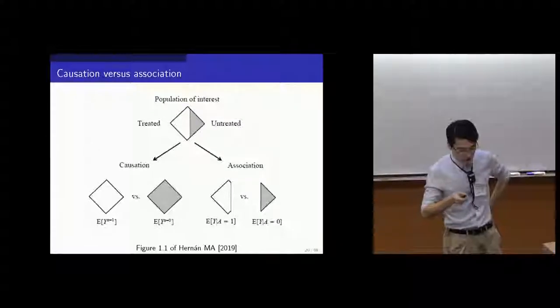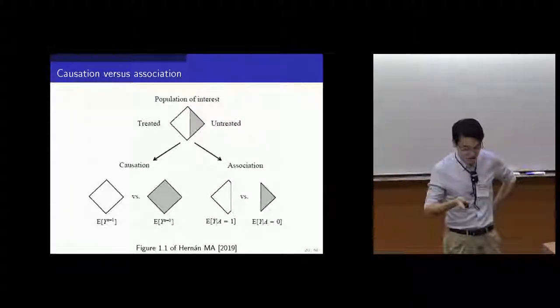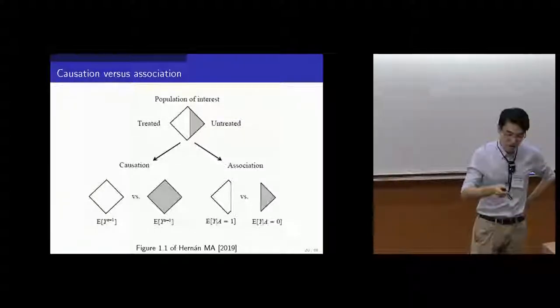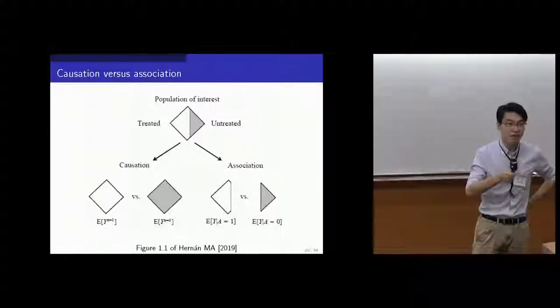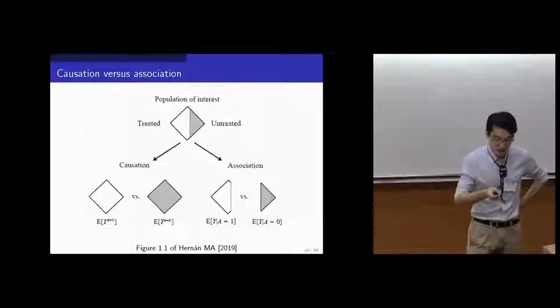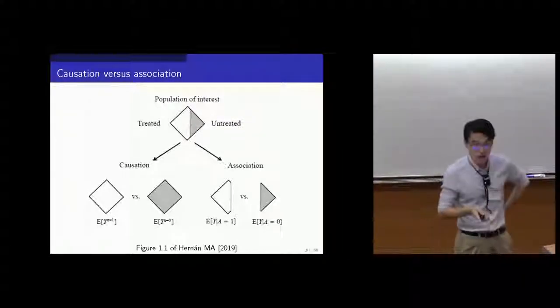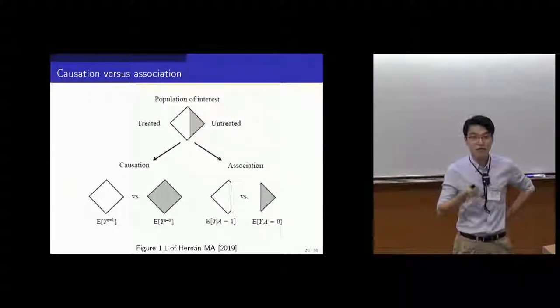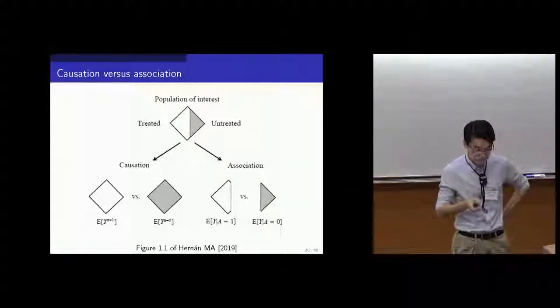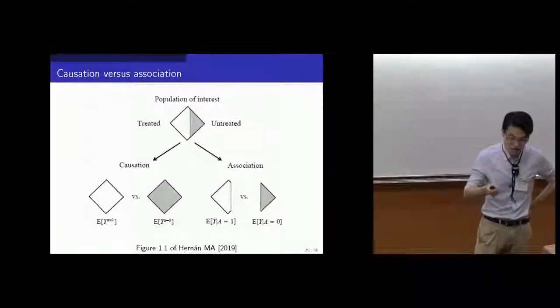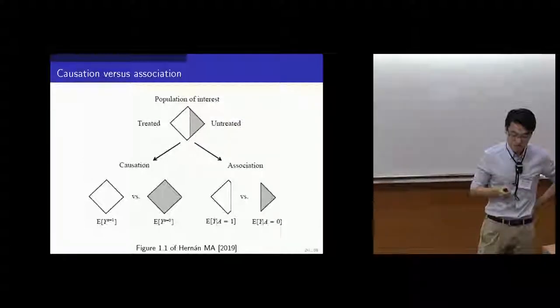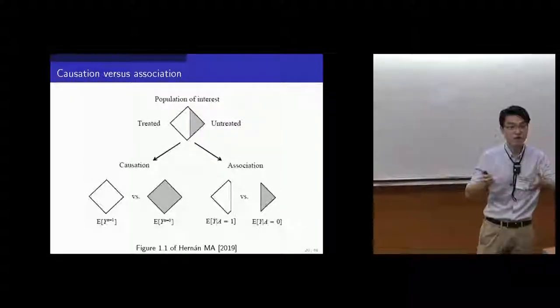So there are some intrinsic differences between causation and association. Note that when we compute the causal measures, we are looking at the potential outcome for everyone in the population, not restricted to any subset of individuals. So it's a contrast of two quantities for everyone in the population.